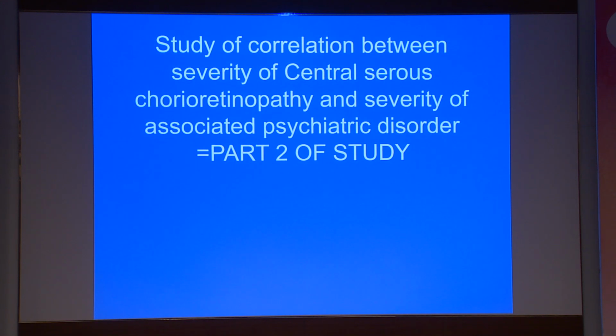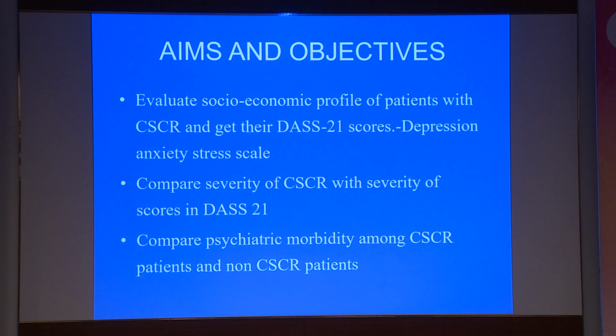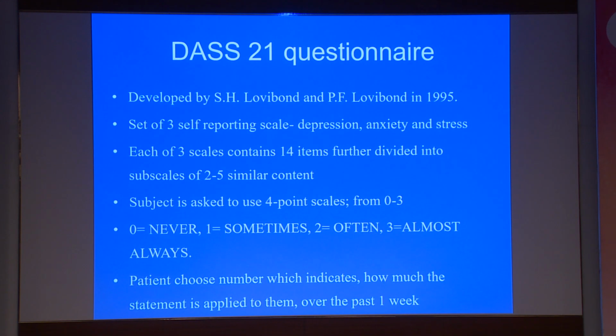Now we did an extension of this study, to see whether the severity of CSR and the severity of the psychiatric disorder were related, like patients who are having, maybe you can say, depression, developing more elevation of CSR and more chronic disease. So we did this DAS study, the Depression Anxiety Stress Scale, which is a questionnaire the patient replies to. We compared the degree of CSCR and the degree of stress, as per this chart.